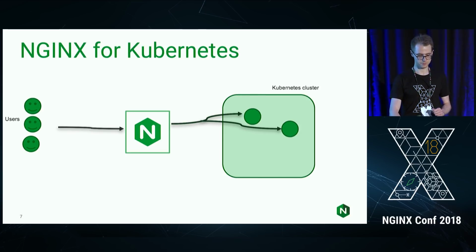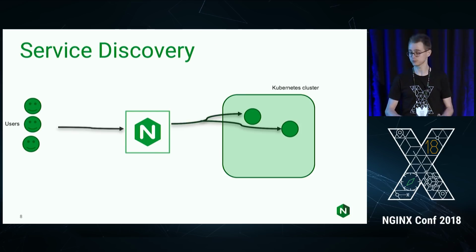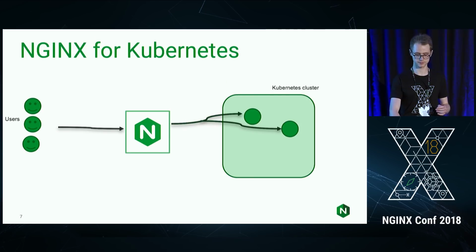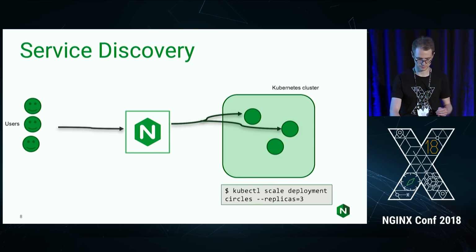So what are the potential problems of this approach and why doesn't it work? Well, first of all, service discovery. Let's say we want to scale our application to add 1 more pod. So let's bring the number of pods to 3. This means we need to make NGINX aware of this new pod, right? So how do we do that?